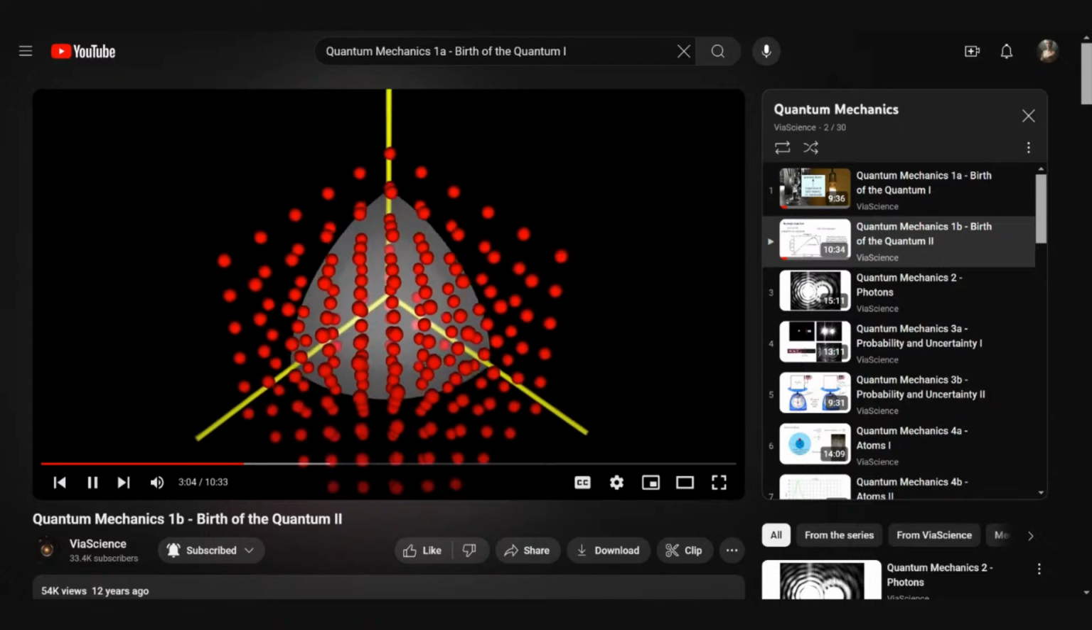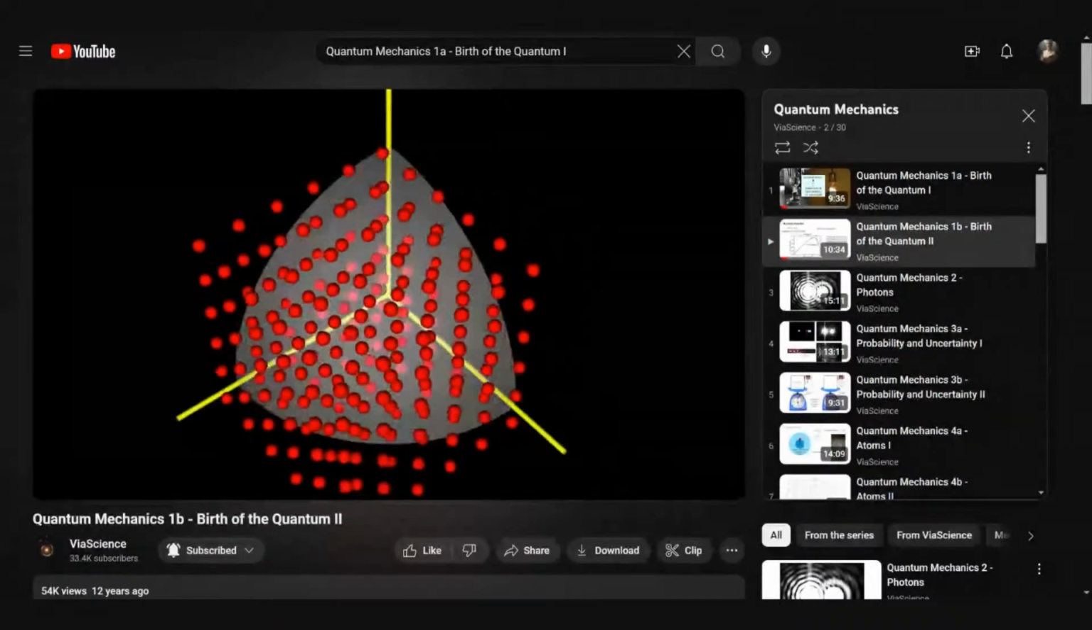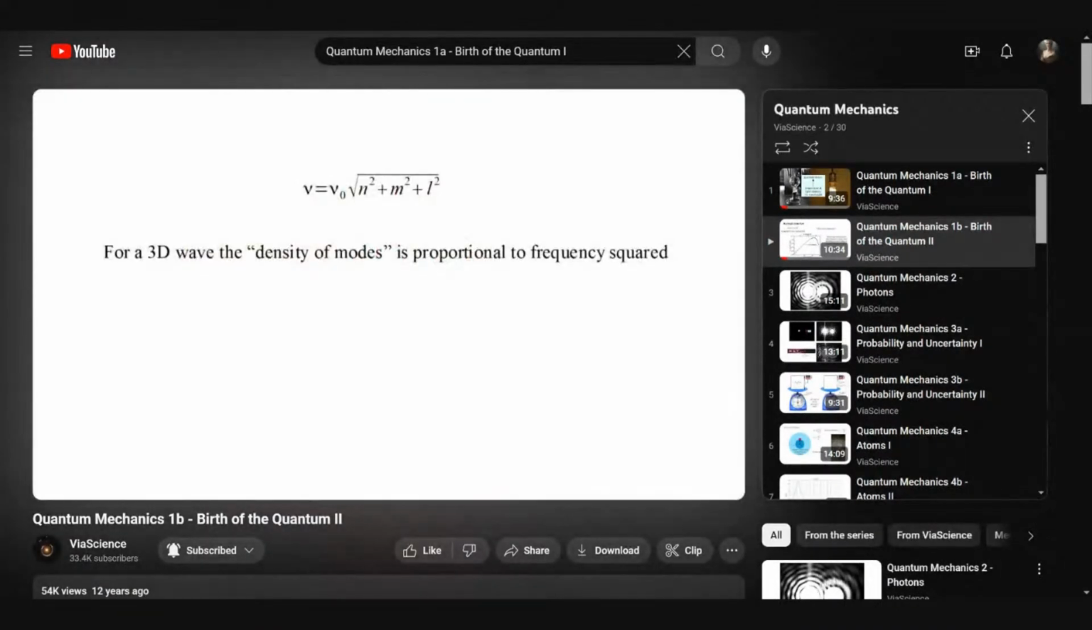The density of modes now corresponds to the number of grid points between two spheres. This is proportional to the square of frequency, and we write rho of nu equals A times nu squared.